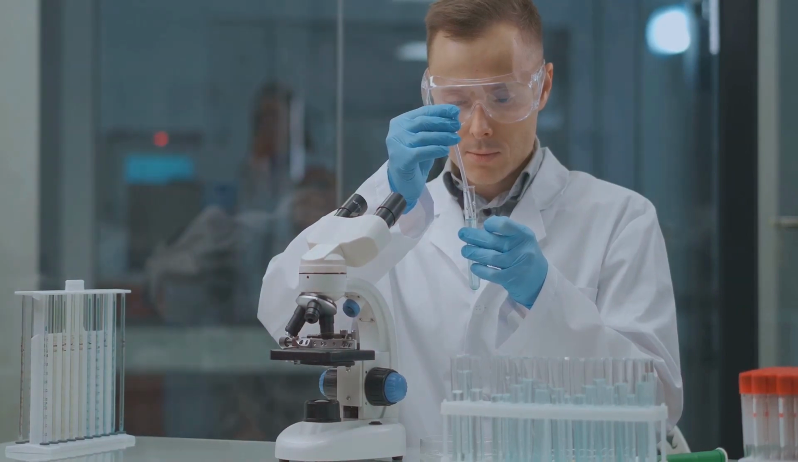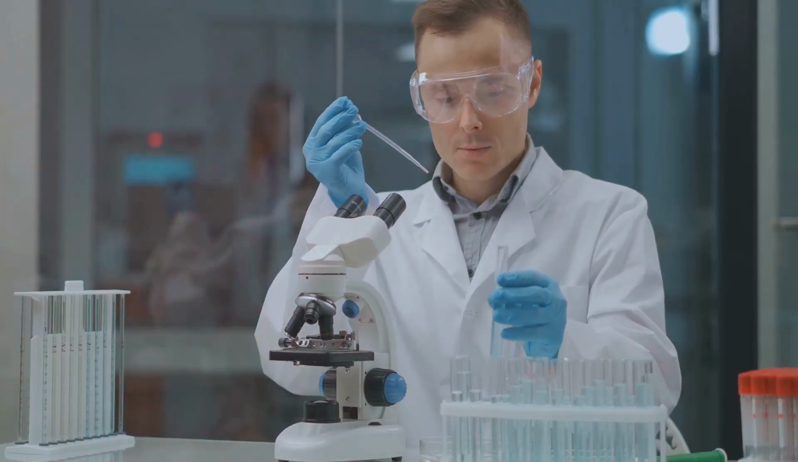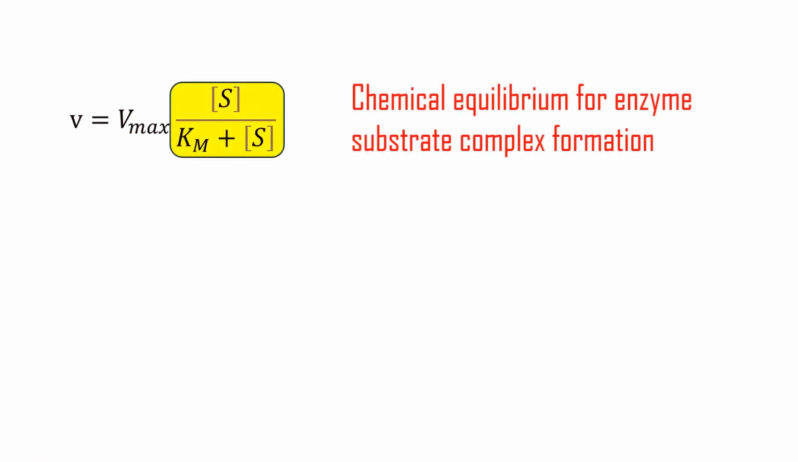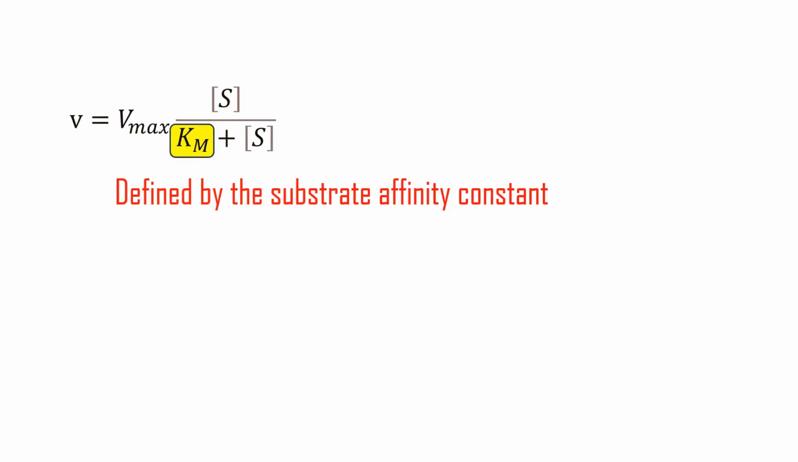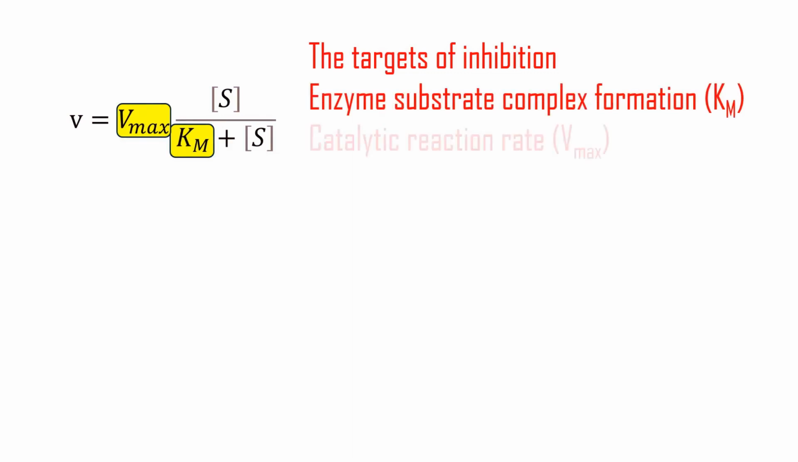But let's take a closer look at each of these equations and see how their inhibitory terms affect the Michaelis-Menten equation. As we can see by looking at the Michaelis-Menten equation, enzyme kinetics is a composite of two different processes: the coming together of the substrate and the enzyme, quantified with the substrate affinity constant, and the catalytic conversion of substrate to product, which is quantified with the Vmax. Inhibition can affect either of these processes, or more commonly, inhibition can affect both at the same time.